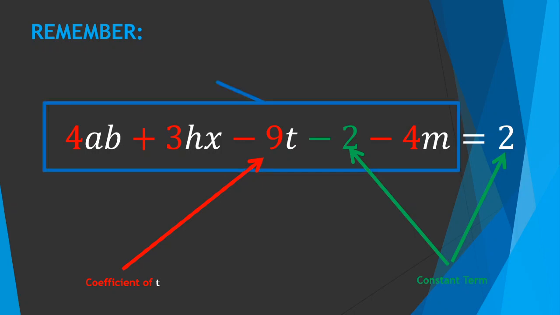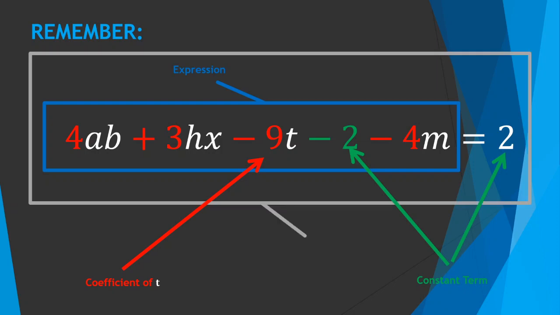Everything on the left of the equal sign is called an expression. And if an expression contains an equal sign, it's called an equation.